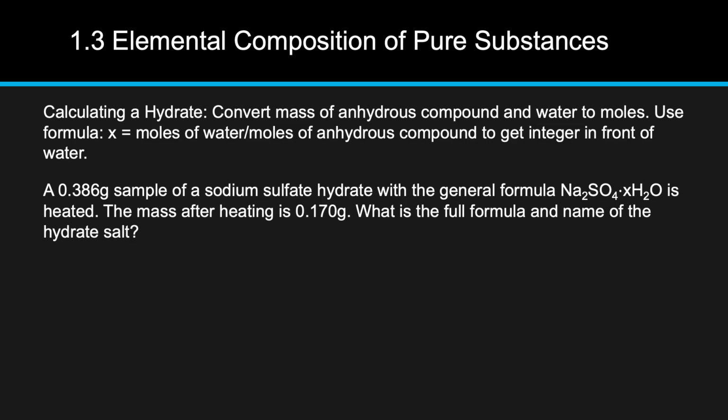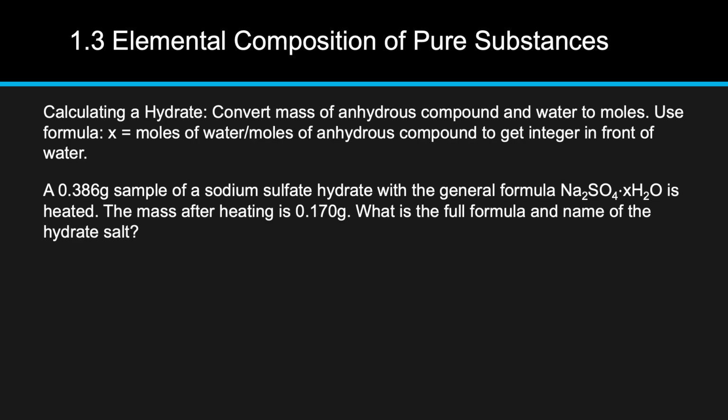So now let's go ahead and learn how to calculate a hydrate. When you are calculating a hydrate, you're going to convert the mass of your sample without water and the water to moles. Then you're going to use the formula X equals the moles of water over the moles of your anhydrous compound to get the integer that goes in front of water.